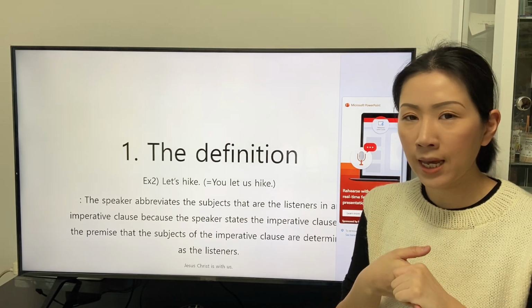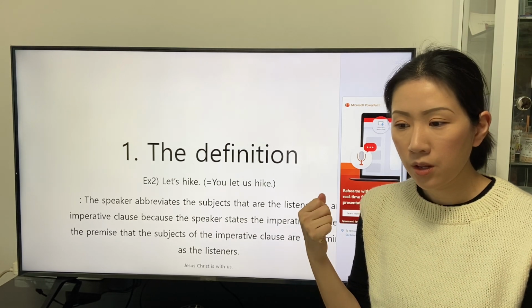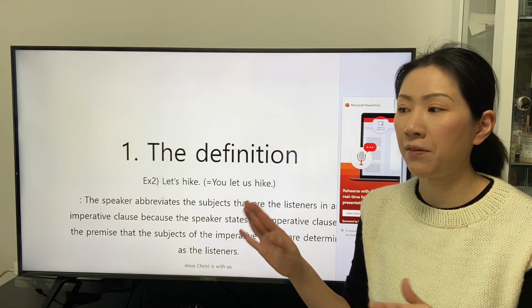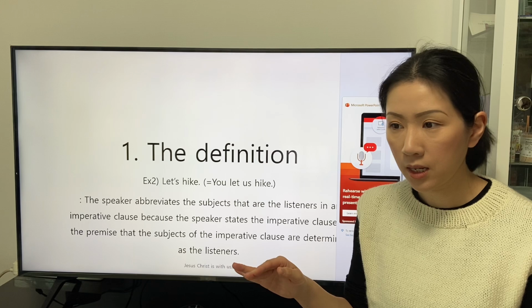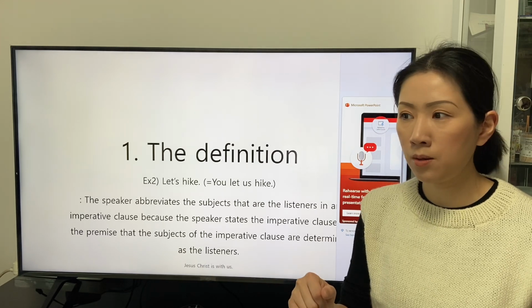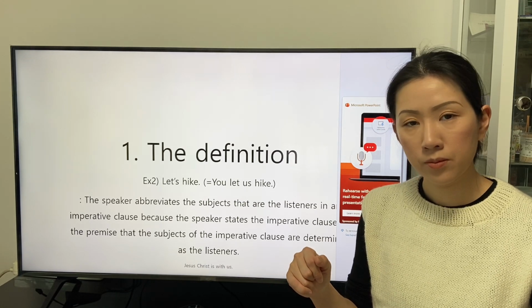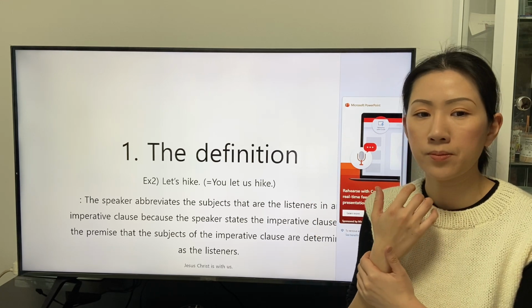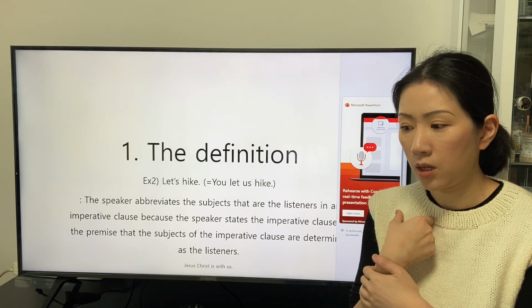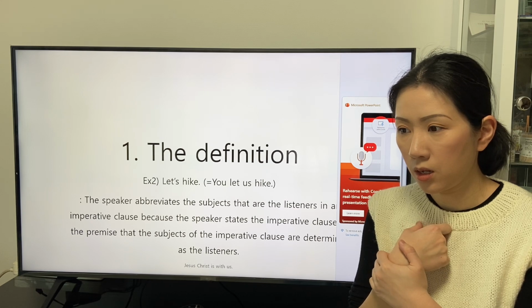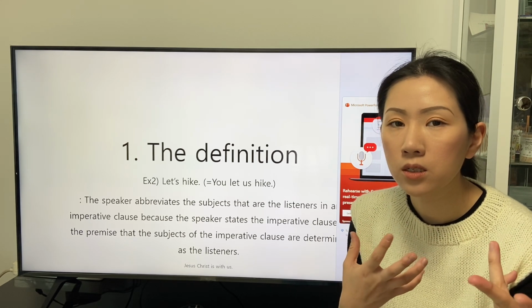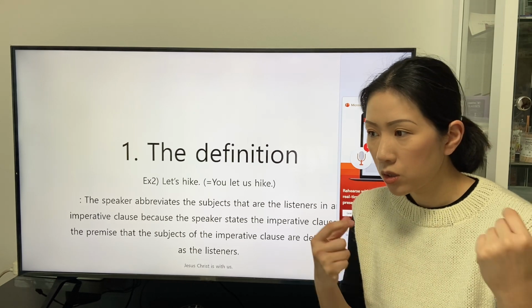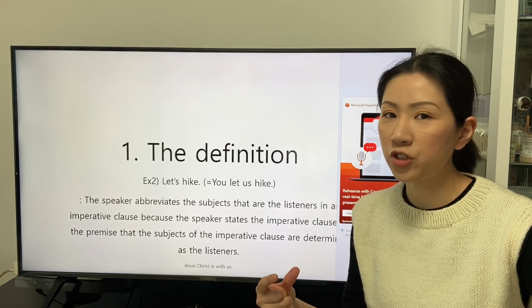So we can understand the original intent of the speaker in a very courteous way, from a courteous request to be allowed, to a suggestion.